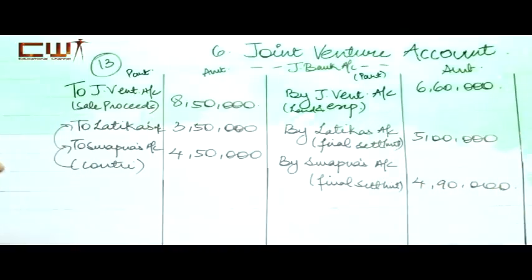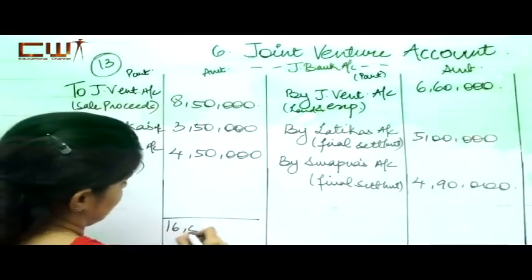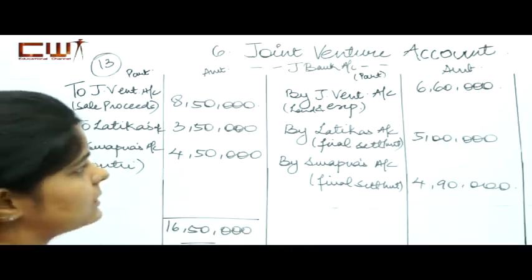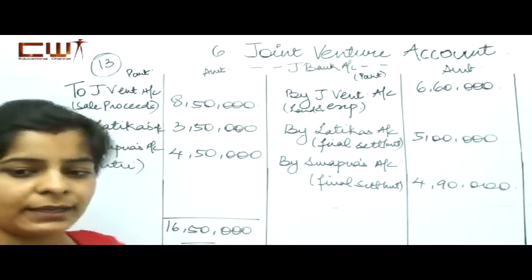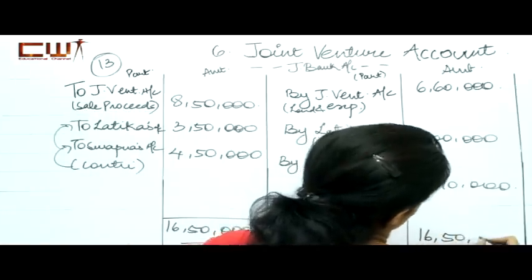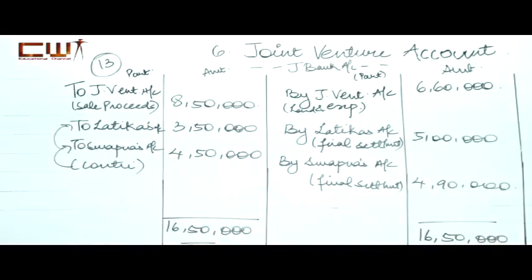So just add it up. 8,50,000 plus 3,50,000 will give you 12 lakh, and that will give you 16,50,000 plus 4,50,000. That will be 16,50,000. Next is 6,60,000 plus 5 lakh. That will give you 11,60,000, and 4,90,000 again will give you 16,50,000. Right? So this was a joint bank account.